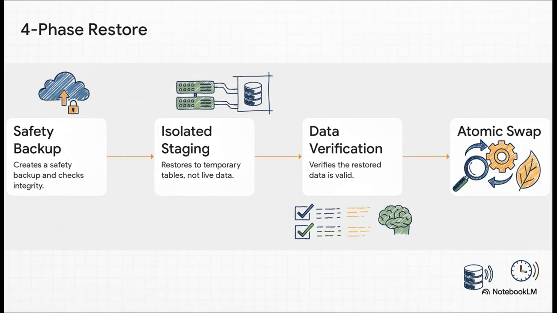So here's how it works. Before it even thinks about touching your live data, it creates a safety backup. Then, and this is the key part, it restores that backup into separate temporary tables. Your live site is never affected. It then checks everything to make sure the restored data is valid. Only when it's 100% sure everything is perfect does it perform the atomic swap, an instantaneous switch that, as a transaction, either works completely or not at all.